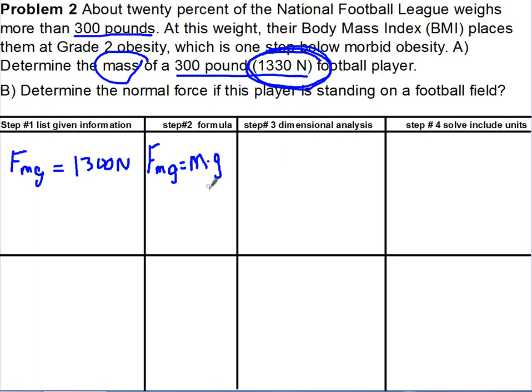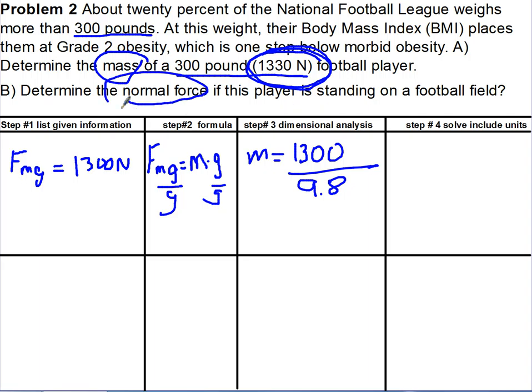So here I'm going to just divide out by the gravity to get the mass. So in this case my mass will be equal to my 1300 divided by the 9.8, which is gravity, and whatever that ends up being, you can do that. And then determine the normal force.